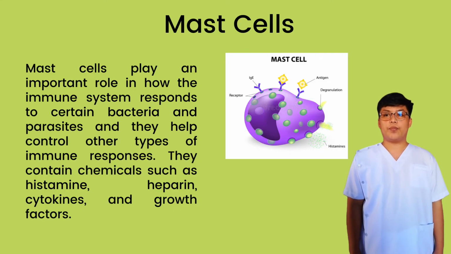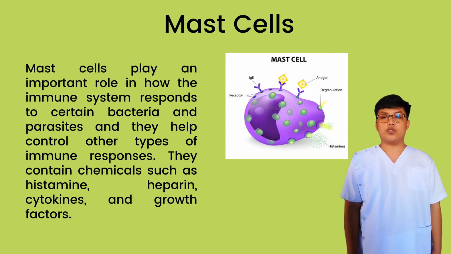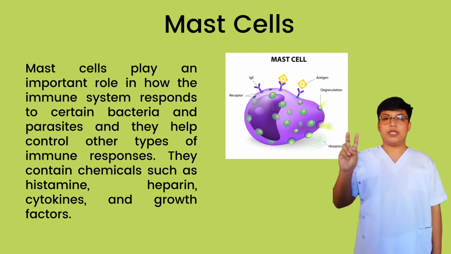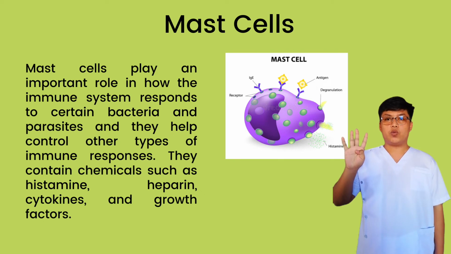Furthermore, we also have the mast cells. Mast cells play an important role in how the immune system responds to certain bacteria and parasites, and they also help control other types of immune response. They contain chemicals such as histamine, heparin, cytokines, and growth factors.